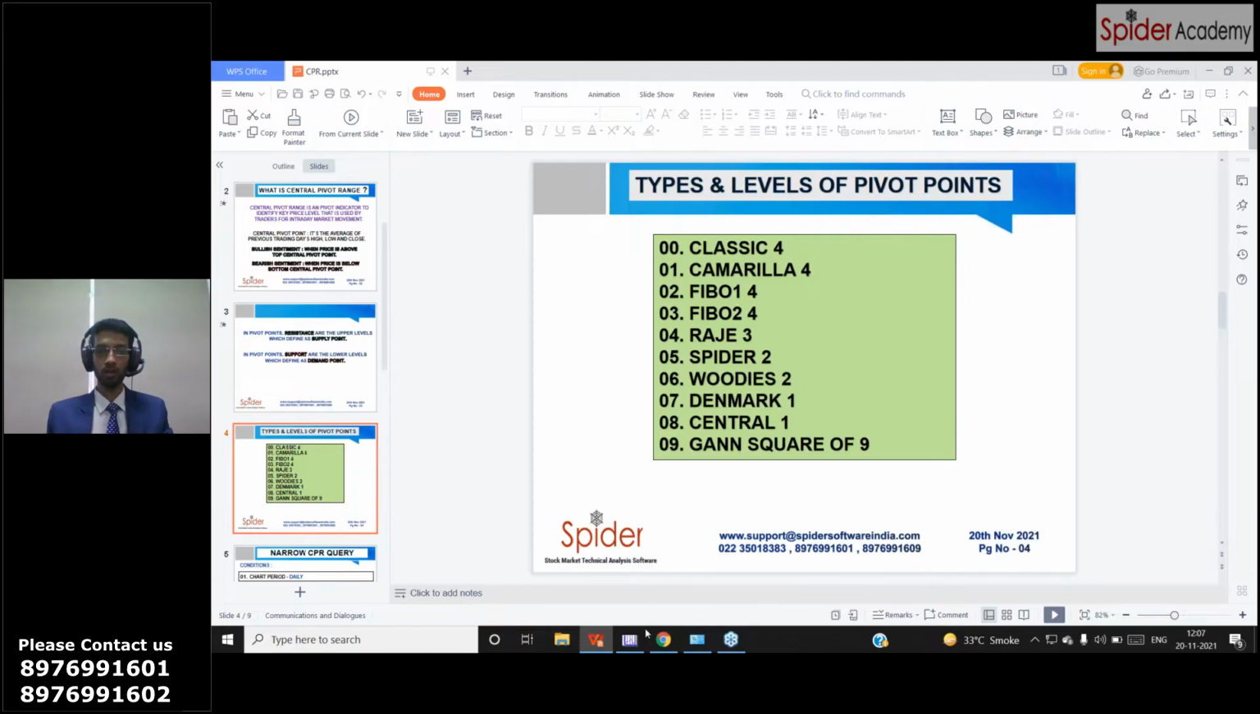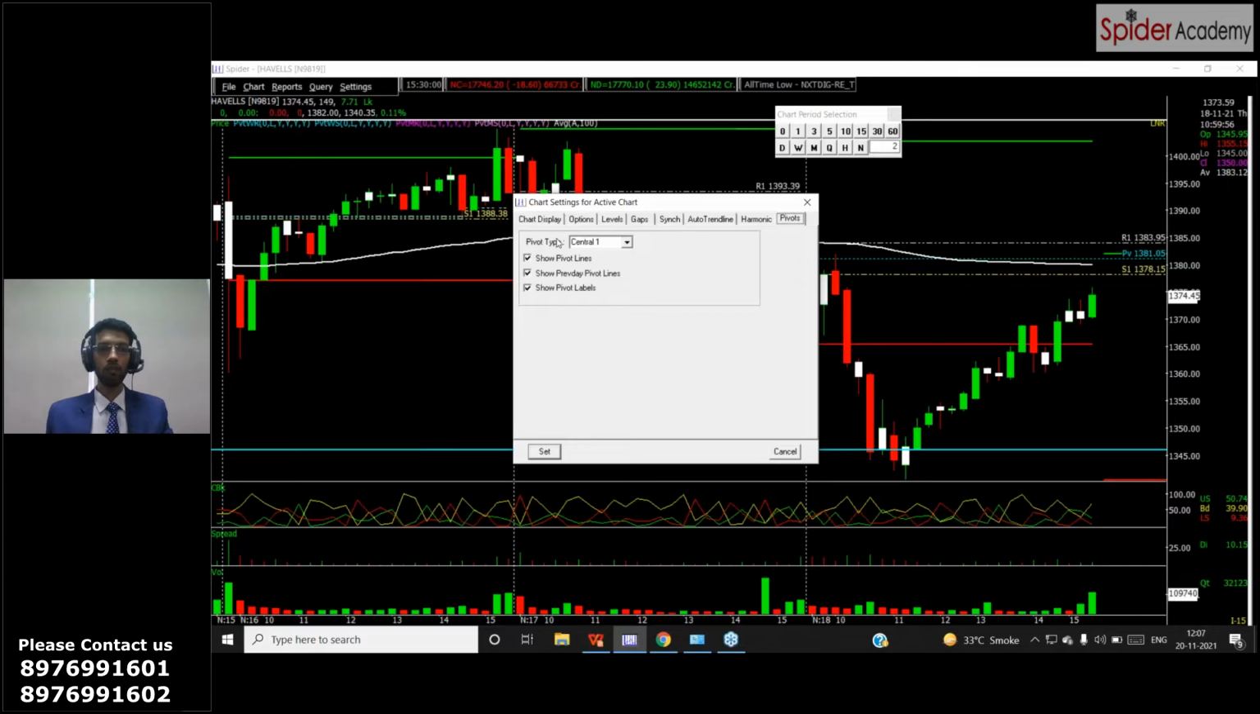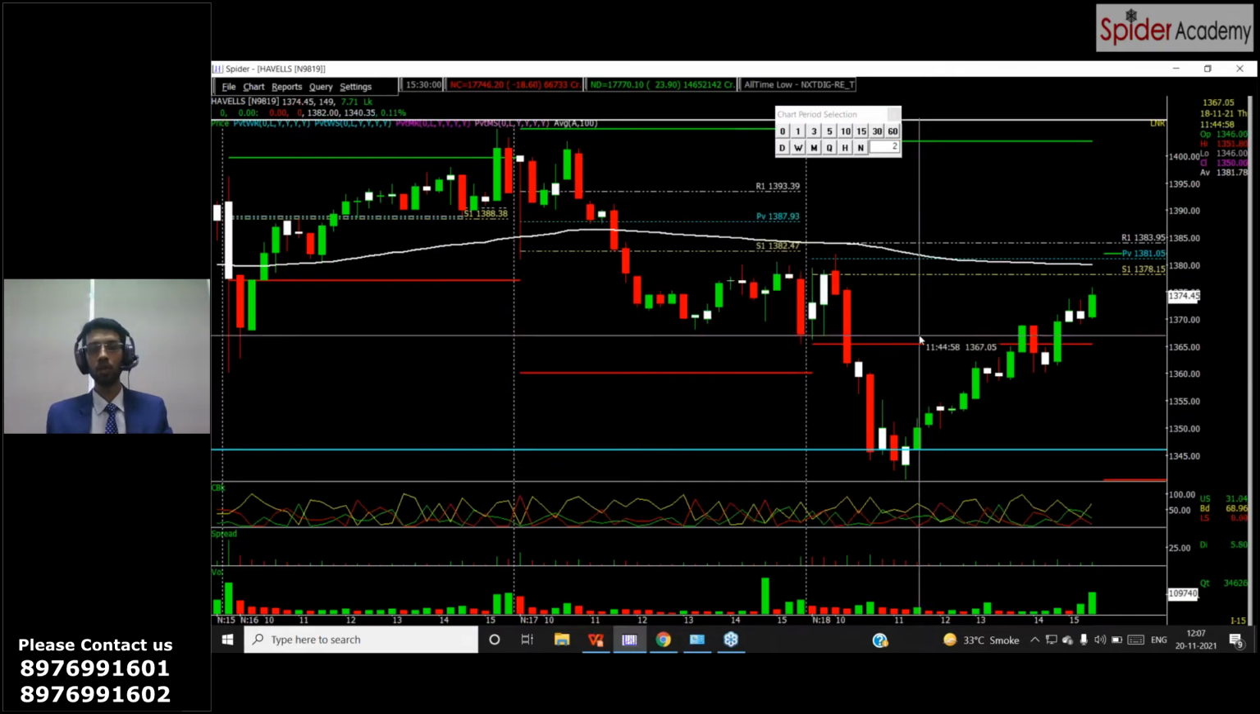Whenever we make a query, we need to understand which pivot point we want to select. In that, I have selected pivot type central 1. You can see there are multiple pivot points and I have selected the central one. I have also selected show pivot lines, so it will display with the help of the shortcut Control G. So I can enable and I also can disable.